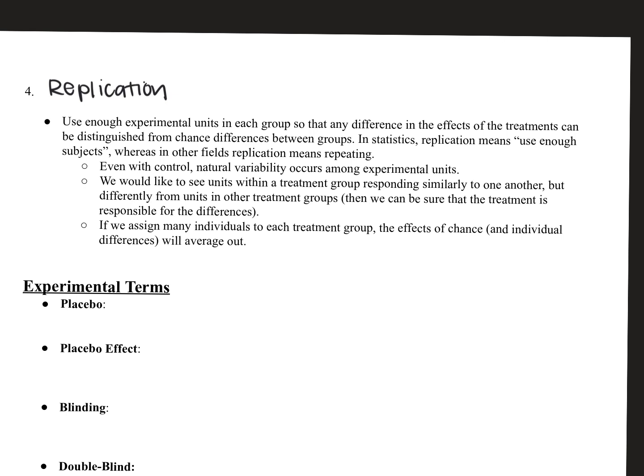Because even with a control group, there is going to be natural variability between your experimental units, which is why we have a control group and replication. As previously mentioned, we want to see all of our units within our treatment group responding similar to one another, but differently from units in other treatment groups. That way we can make sure that the treatment is actually responsible for the differences. If we assign many individuals to each treatment group, then the effects of chance or individual differences average out. And that way you can actually establish a causal relationship.